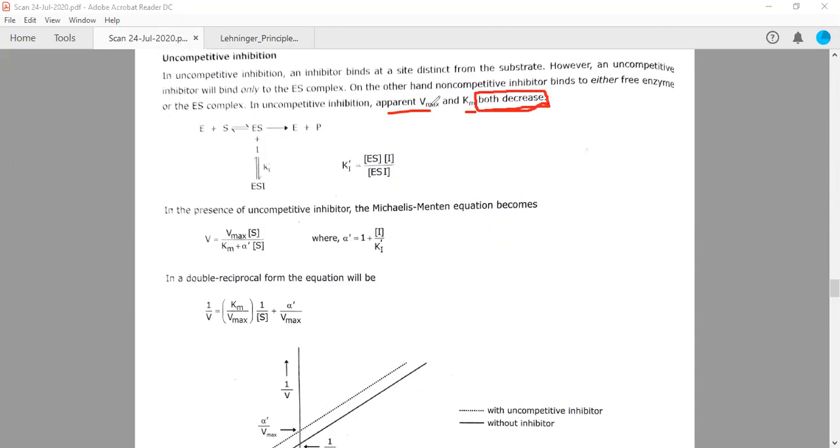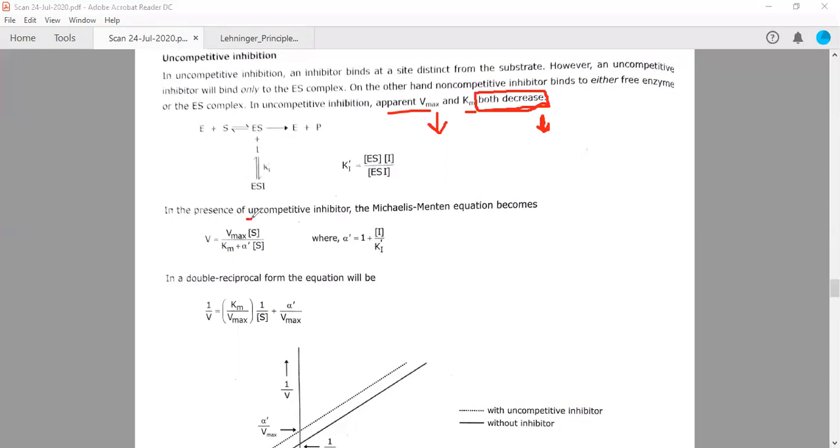Okay, second one. So the apparent Vmax and the Km both will decrease. So this will decrease, this will decrease. We will see with the help of the plot also. So first of all, you need to remember both are decreasing in uncompetitive inhibition. Okay. Then this is happening, because there is a constant Ki dash: the enzyme substrate complex concentration plus inhibitor concentration divided by the product ESI, which is a ternary complex.